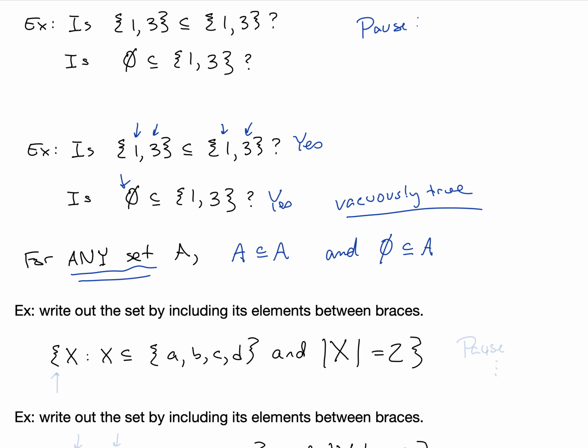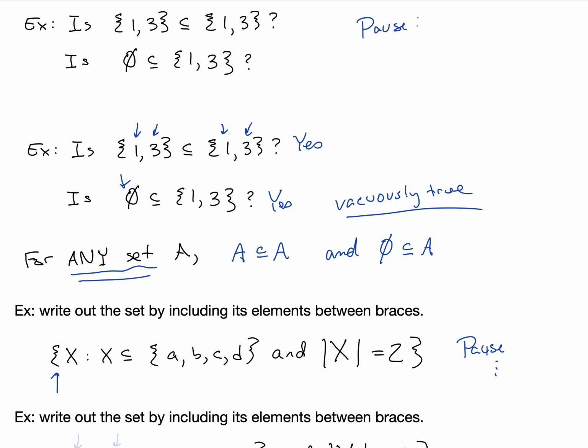I'd like you to write out the set below by including all of its elements between braces. So you'll use braces like this and then write out each of the elements that would be in this set. I'm not going to read it out loud because, again, that's part of it. I'd like you to be able to read and interpret all those symbols. So I'm going to pause and let you try writing that out on a piece of paper.